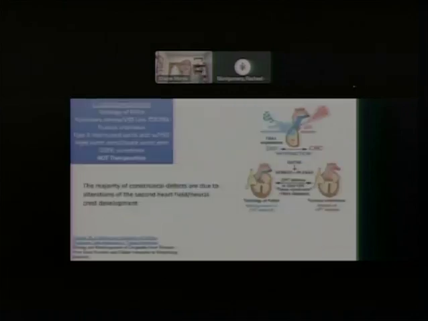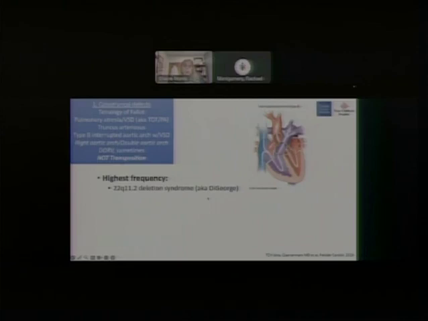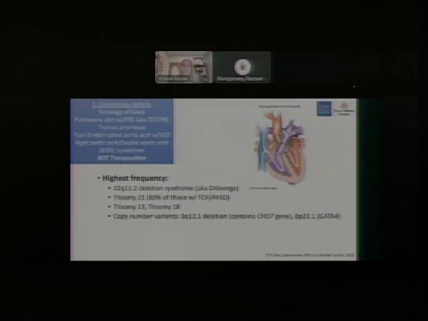So, for example, if we look at conotruncal defects, we know that almost all of them affect genes in this outflow tract, second heart field, and they're due to alterations in these two fields. And the highest frequency, of course, is DiGeorge syndrome, but we know we also see it in trisomy 21, trisomy 13, trisomy 18, but we think these conditions are affecting the second heart field, causing these lesions. We also see it with certain copy number variants, including copy number variants of the CHD7 gene, which causes CHARGE syndrome, and the 8p23 gene.